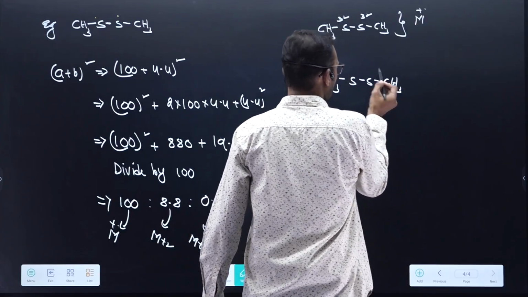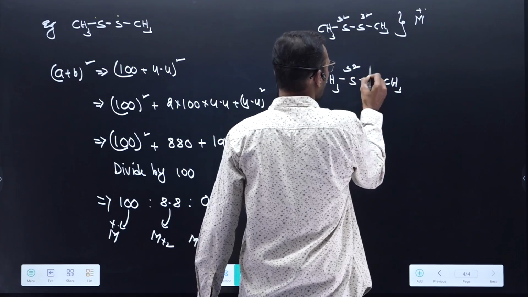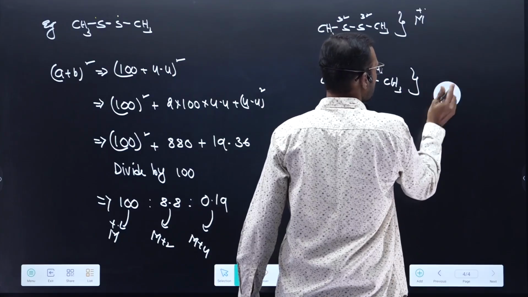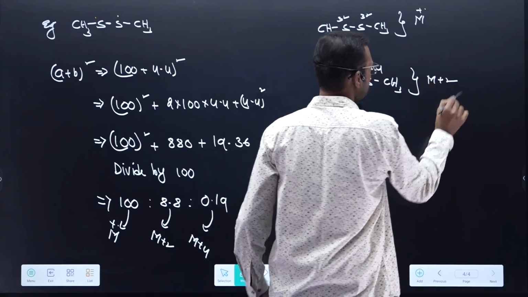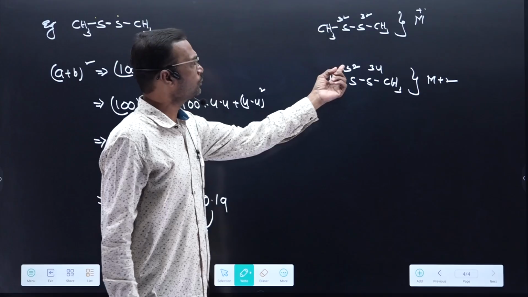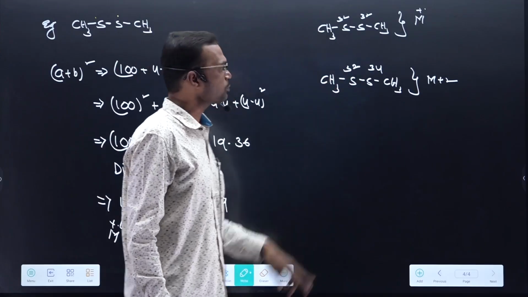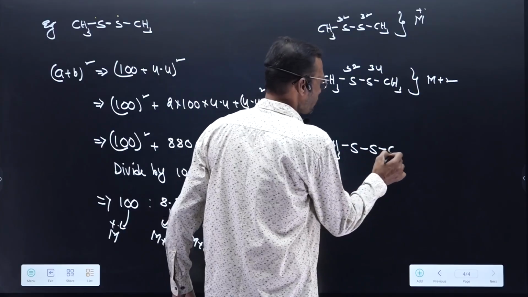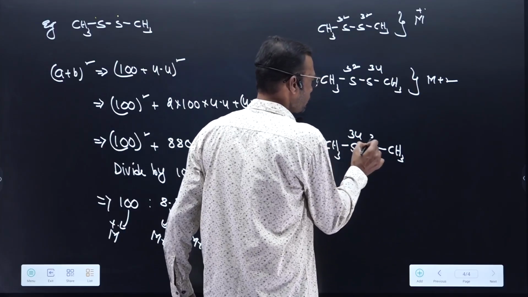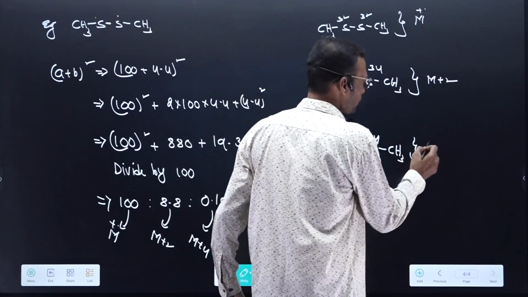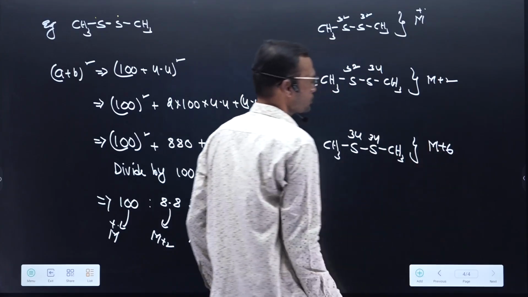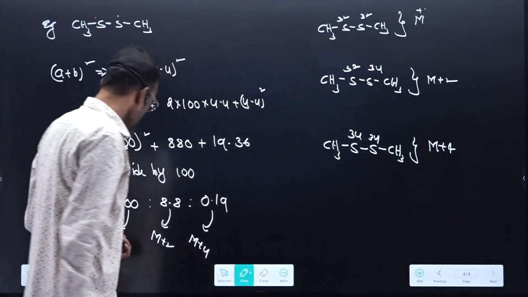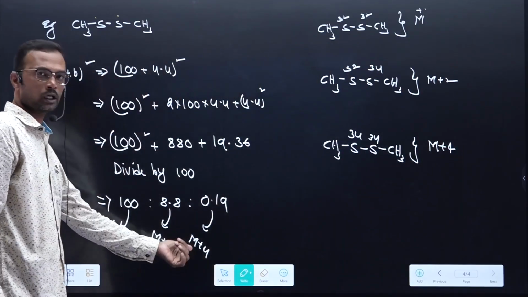If only one is heavier, 32 and here 34, here 2 possibilities are there. Remember, I am writing only one possibility, but actually 2 possibilities are present. This is 34, 32, this may be 34 and this is 32, 2 possibilities. Next, here 2 sulfurs and this is 34 and here also 34. So difference is M plus 4. So I can say molecular ion M plus 2, M plus 4.